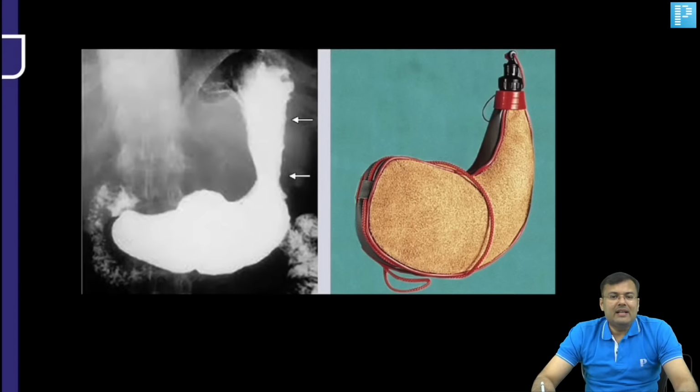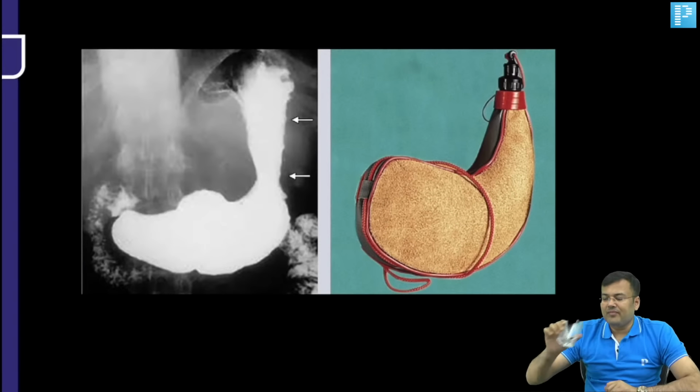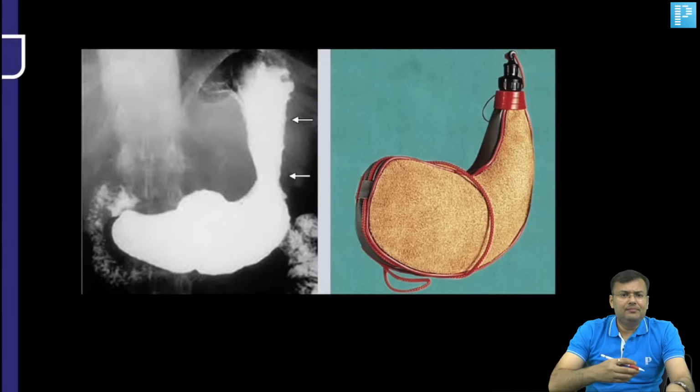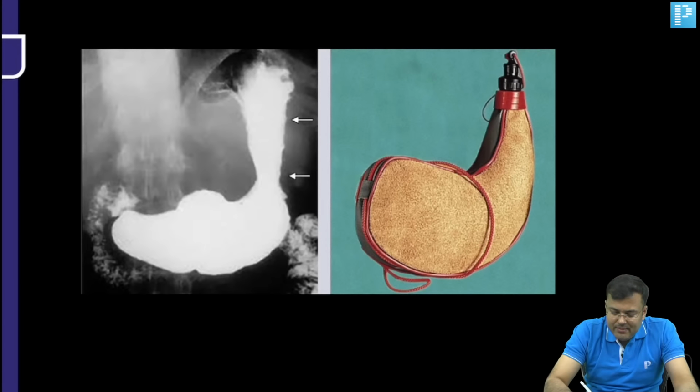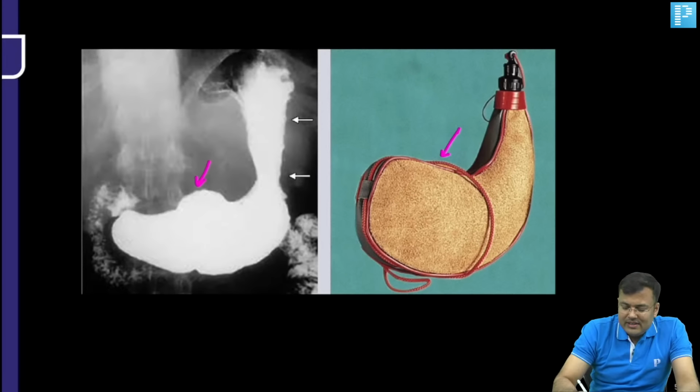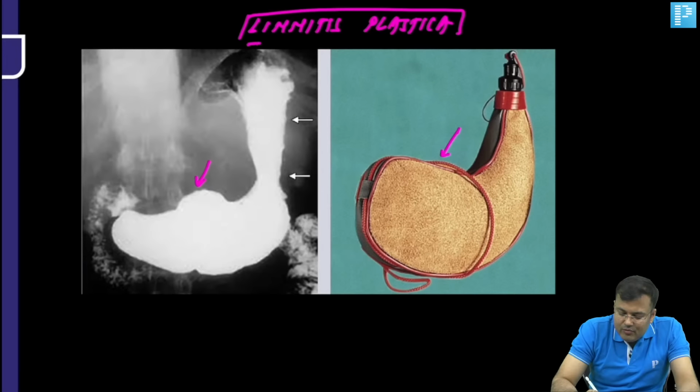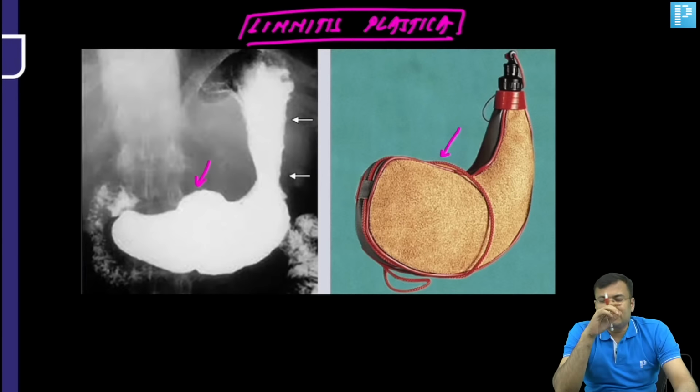Next, guys, tell me the name of this condition. This is a barium meal. On this barium meal, can you tell me the name? It is looking like a leather bottle. So, leather bottle, what is the name? This is Linitis plastica, also known as leather bottle stomach. What is the problem? There is fibrosis in the submucosa.